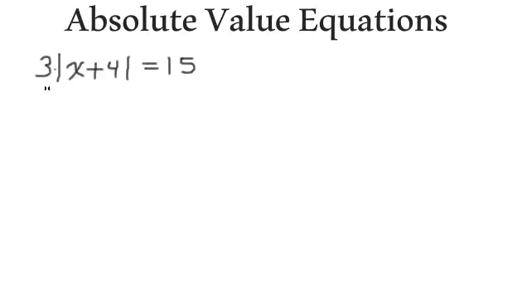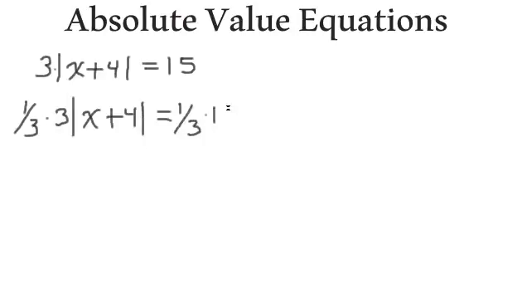So we've got to do something with this 3 here, and what we're going to do is multiply both sides by 1/3. So 1/3 times 3 and 1/3 times 15, right? So what we do to the left, we've got to do to the right. So 1/3 times 3 is 1, so now we're just left with the absolute value of x plus 4 is equal to, and 1/3 of 15 is 5. Right, 3 goes into 15 5 times.